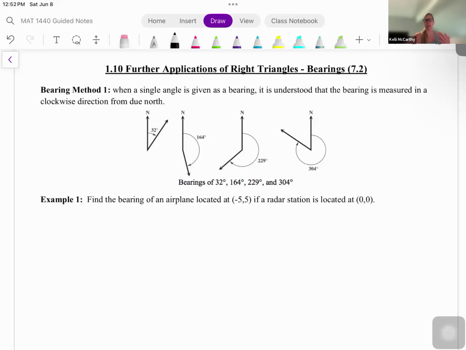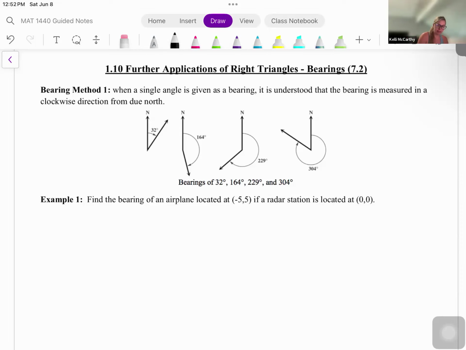In this video, we're going to look at another application of right triangles, and that's involving bearings. We're going to look at two different methods for measuring bearings. A bearing is a way of giving direction to some moving object.